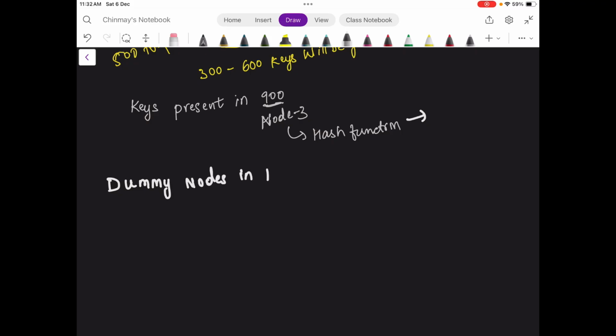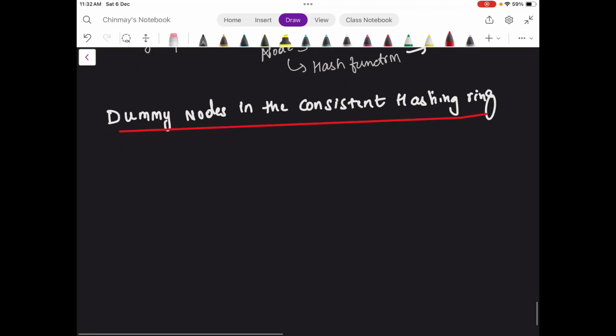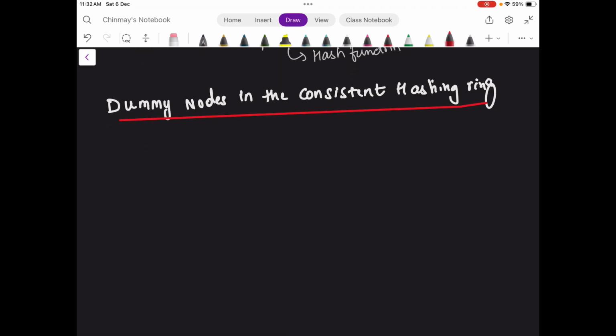Dummy nodes in the consistent hashing ring. Okay, consistent hashing ring. This is what Amazon DynamoDB is doing, consistent hashing. Now what are dummy nodes here?